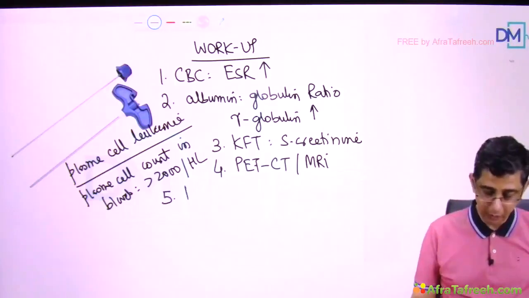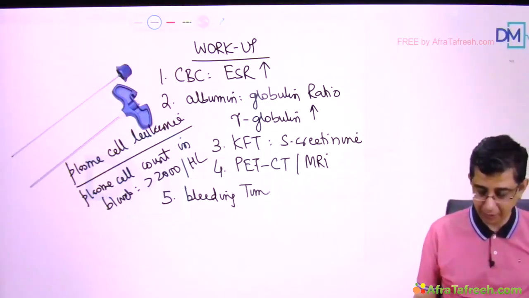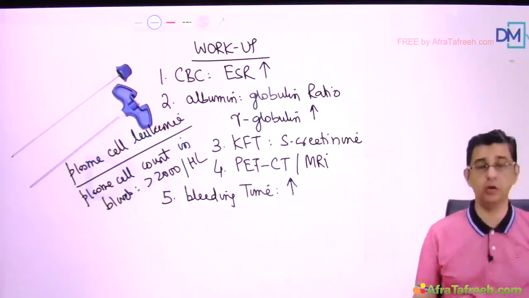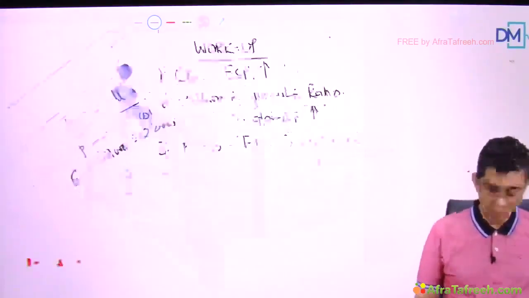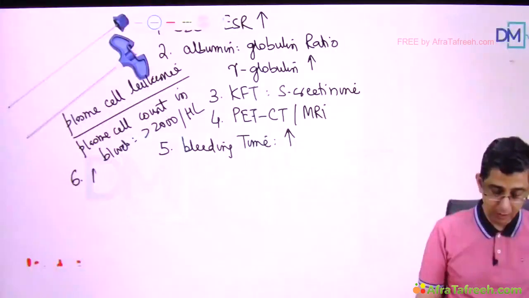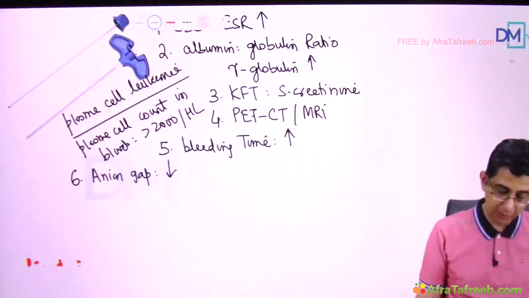When you do a coagulogram in this condition, the bleeding time will always be increased. Why? Because the platelets are coated by antibodies, so they're always going to malfunction. The next test to be done for this condition is anion gap. Remember the fact that the anion gap of this patient is significantly reduced.